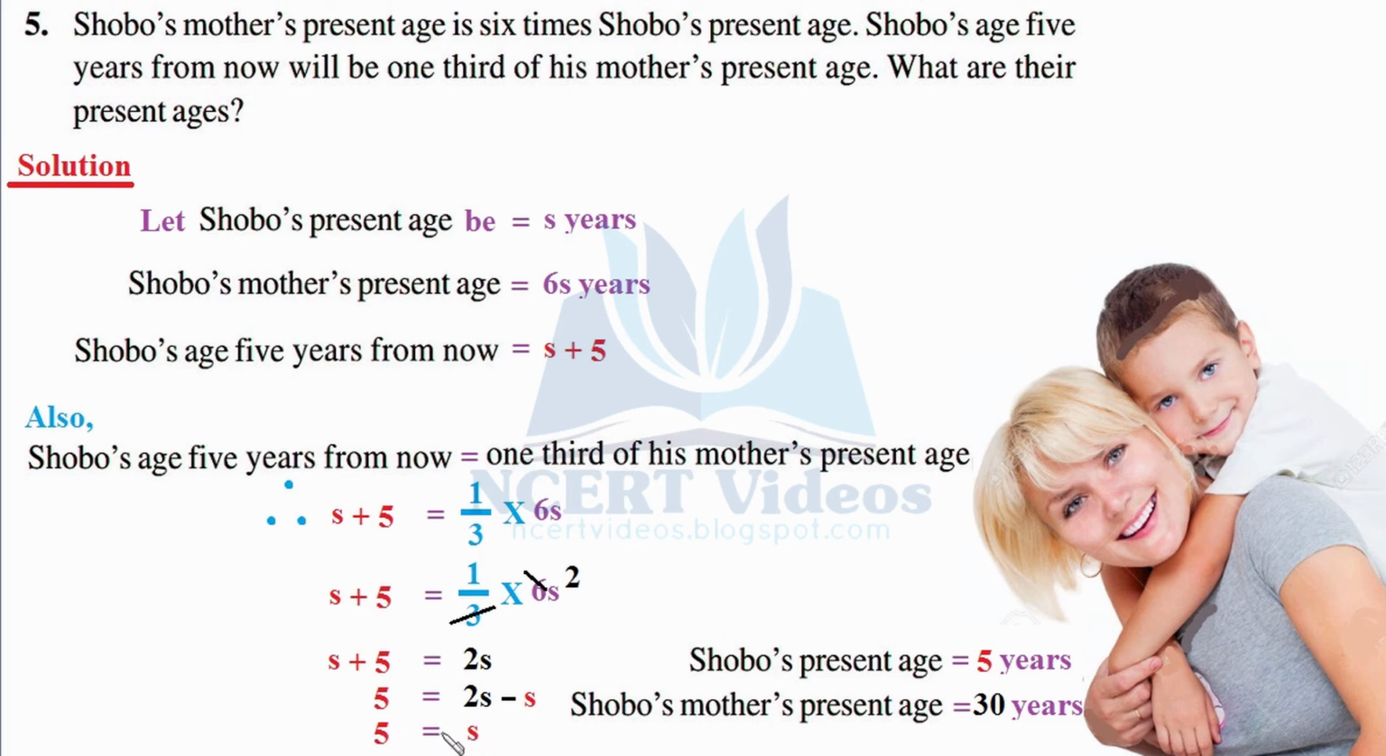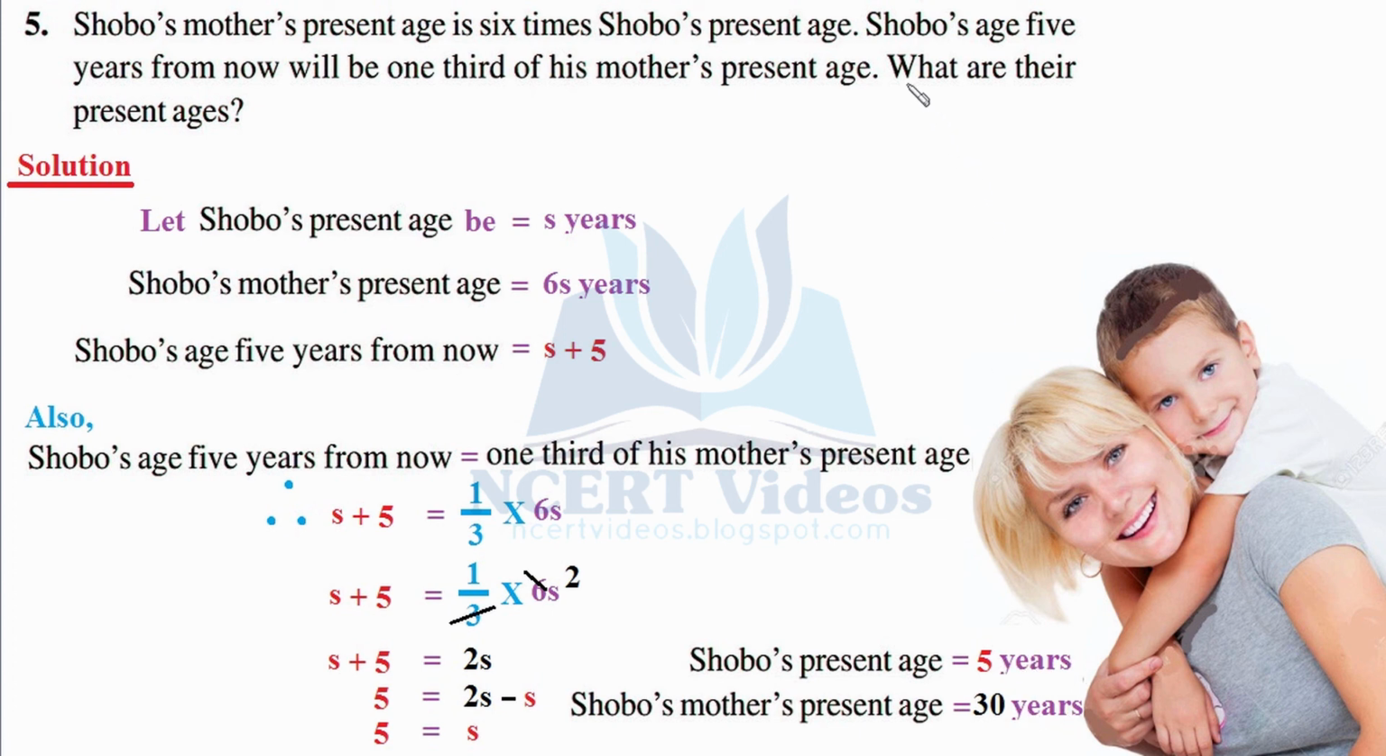And we have considered S as Shobo's current age. Therefore, Shobo's present age is 5 years and Shobo's mother's present age is 6 times of Shobo's current age, which is 5 years. So simple, 6 into 5 is 30 years. Remember to always write units in the answer part because 5 could be a number, it could be a currency, it could be a length. So you have to depict what this quantity ultimately is. Here we are dealing with ages, so we have to write years. If you don't write years, you may not get your marks.